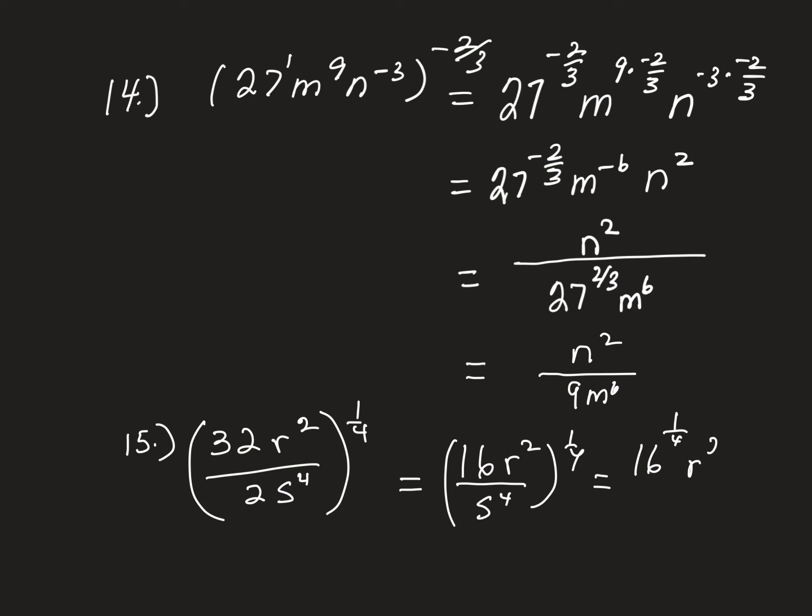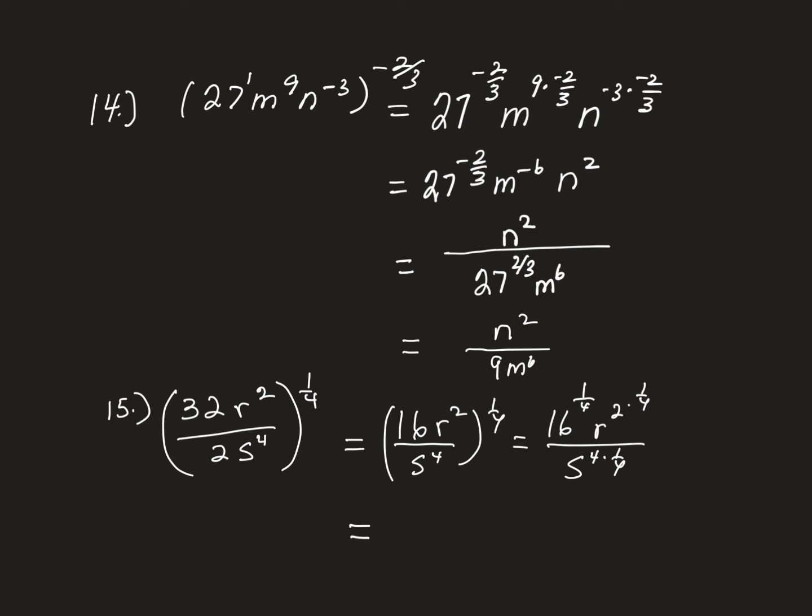R squared is going to be 2 times 1/4. And s is raised to the 4th times 1/4. So 16 raised to the 1/4 is 2. I did that in the calculator, but 2 to the 4th is 16. 2 times 1/4 is actually 2/4, which is 1/2. And then 4 times 1/4 is just 1, so that's going to be s. And that's what it simplifies to.